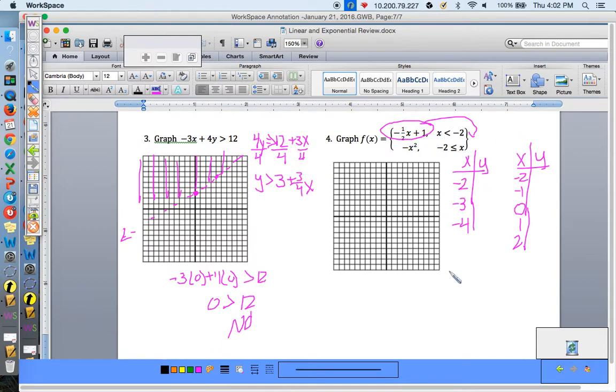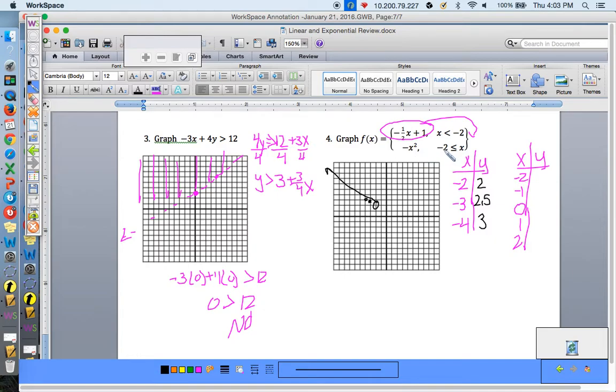When we plug in negative 2, negative 1/2 times negative 2 is 1, plus 1 is 2. Negative 1/2 times negative 3 is 1.5, plus 1 is 2.5. Negative 1/2 times negative 4 is 2, plus 1 is 3. So negative 2, 2. I'm going to make that an open circle because it's our boundary point. Negative 3 and 2.5. Negative 4 and 3. Connect those, and that makes sense. Our slope is 1/2. If we kept this going, it would cross at 1, so that works.